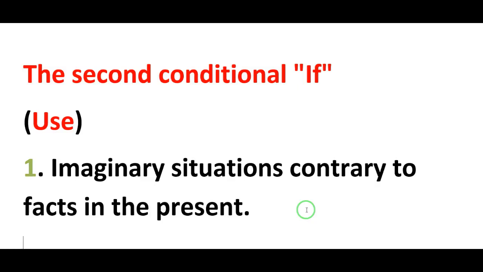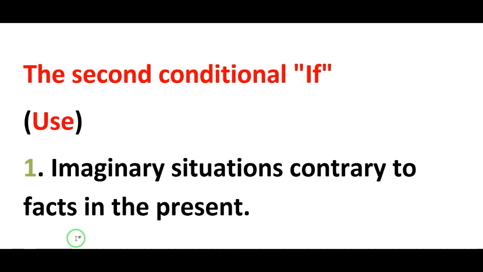Let's move to the second conditional if. It talks about imaginary situations. It comes from your imagination. You imagine them. These imaginary situations are contrary to facts in the present. Just imagine I have no car. If you say, if I had a car, so this is what? Imaginary situations. I don't have a car. So this contrasts the present.